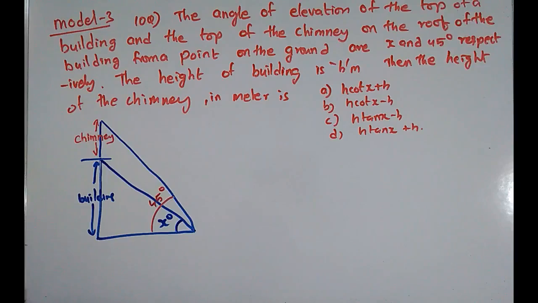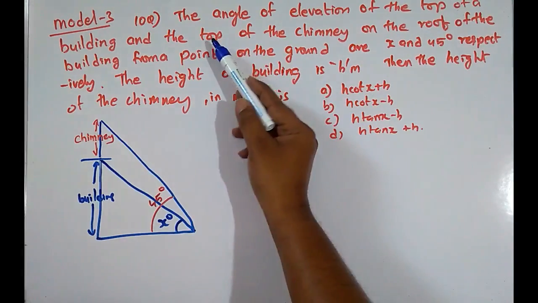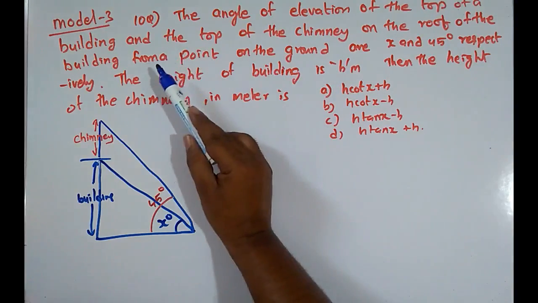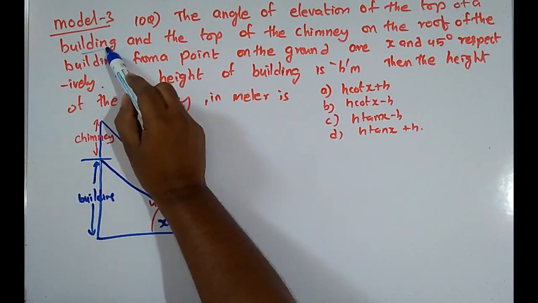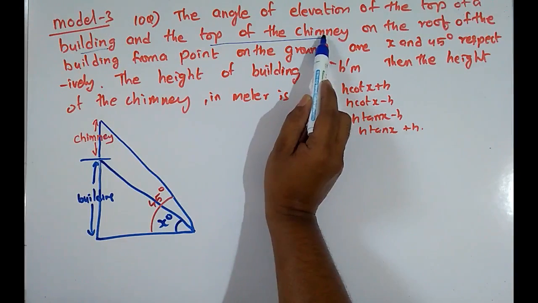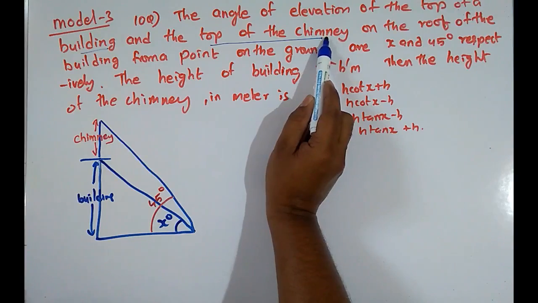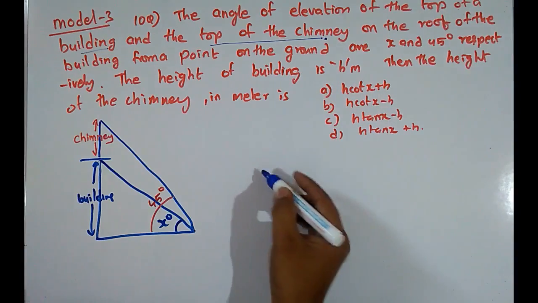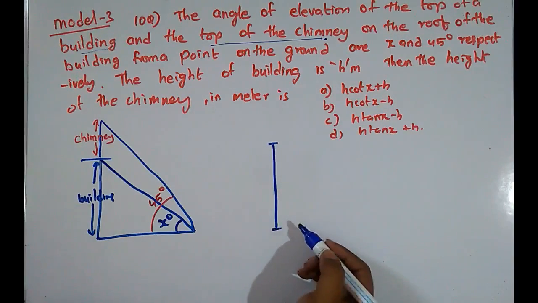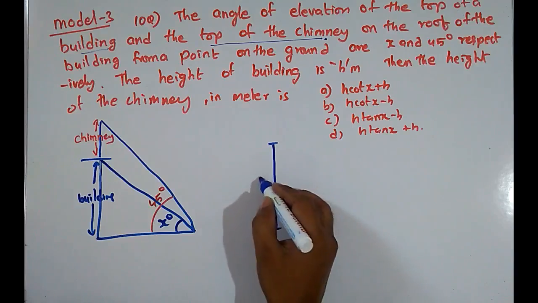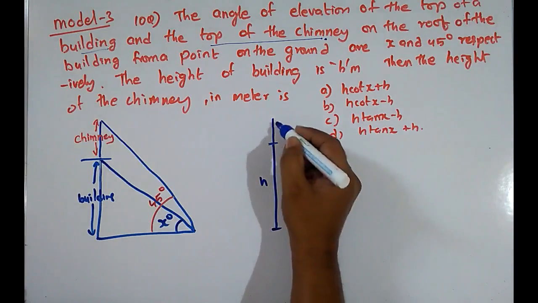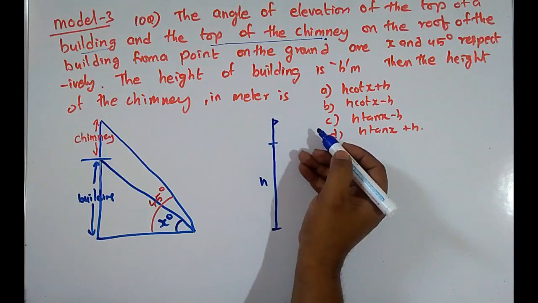Here he is talking about the angle of elevation, friends, of the top of the building. First comes the top of the building and next comes the top of the chimney, friends. What is a chimney? Chimney, flagstaff, flagpole, whatever it may be, which will be upon the building. There will be a building of height some h meters, and upon that there comes the chimney, or flag post or flagstaff, whatever it may be.